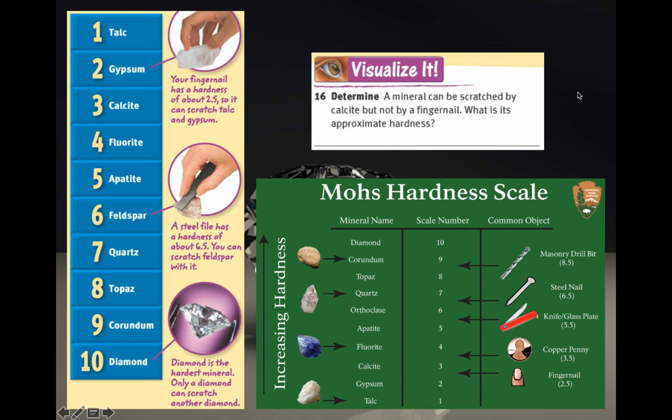The question for this page is, a mineral can be scratched by calcite, but not by a fingernail. What do we think its hardness will be? Calcite can scratch it, but not a fingernail. Calcite is about a 3. Fingernails are 2.5. So you know it has to be harder than 2.5, but not harder than 3.